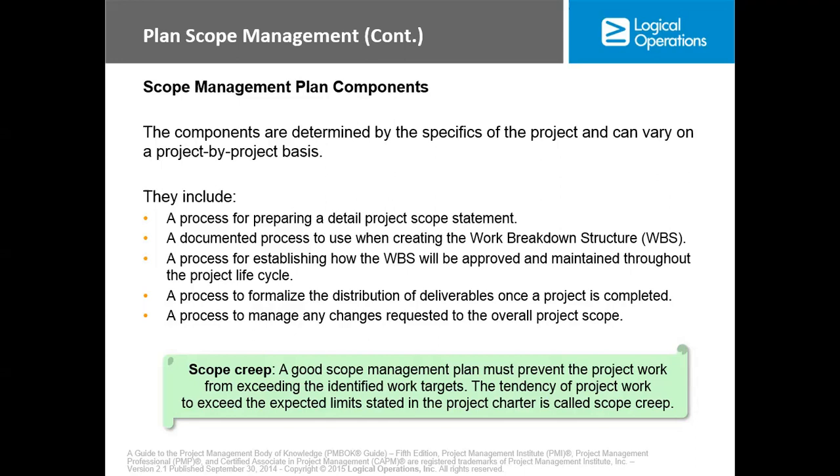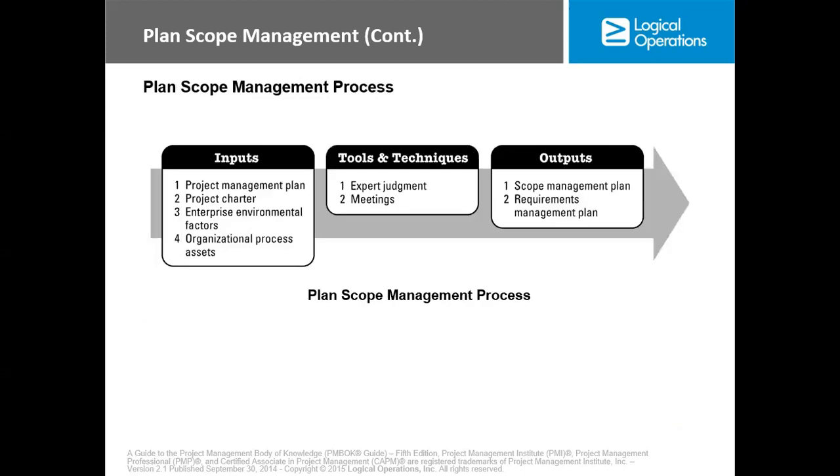Now, the scope creep, a good scope management plan must prevent the project work from exceeding the identified work target. The tendency of a project work to exceed the expected limits stated in the project charter is called a scope creep. So when you are doing something that is not part of the scope, we refer to it as scope creep. Okay.